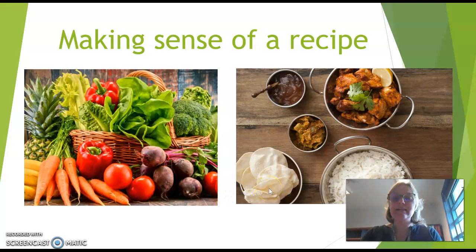So, making sense of a recipe. Why do we use recipes? How are they written? How are they constructed? Who comes up with them?